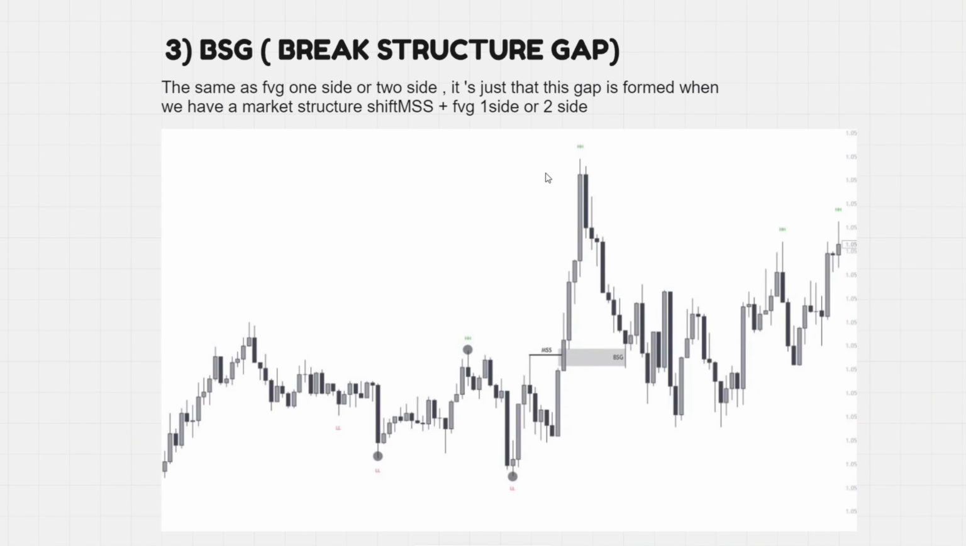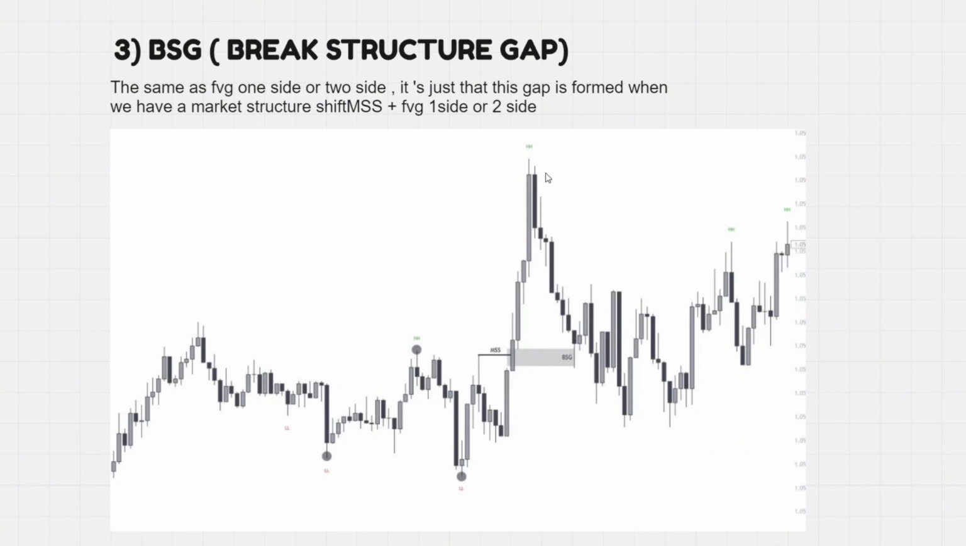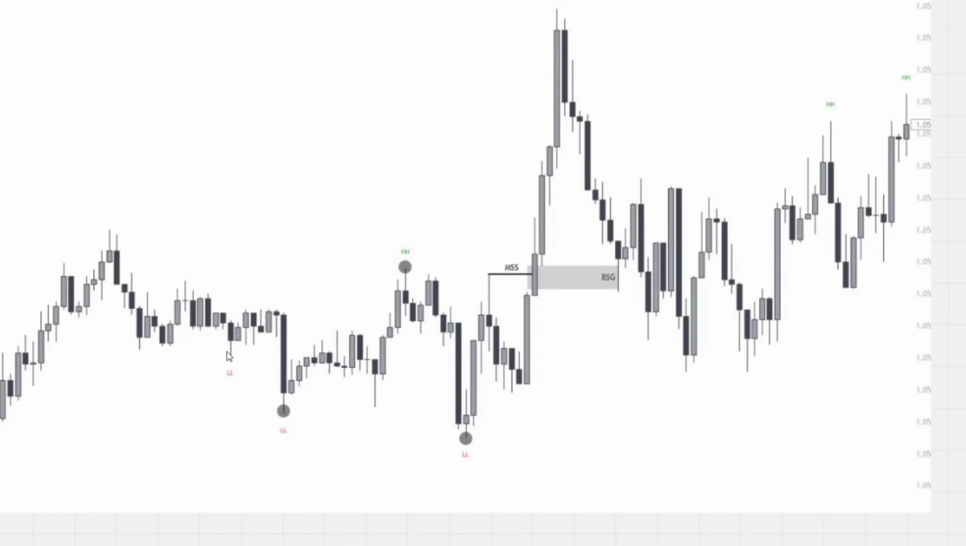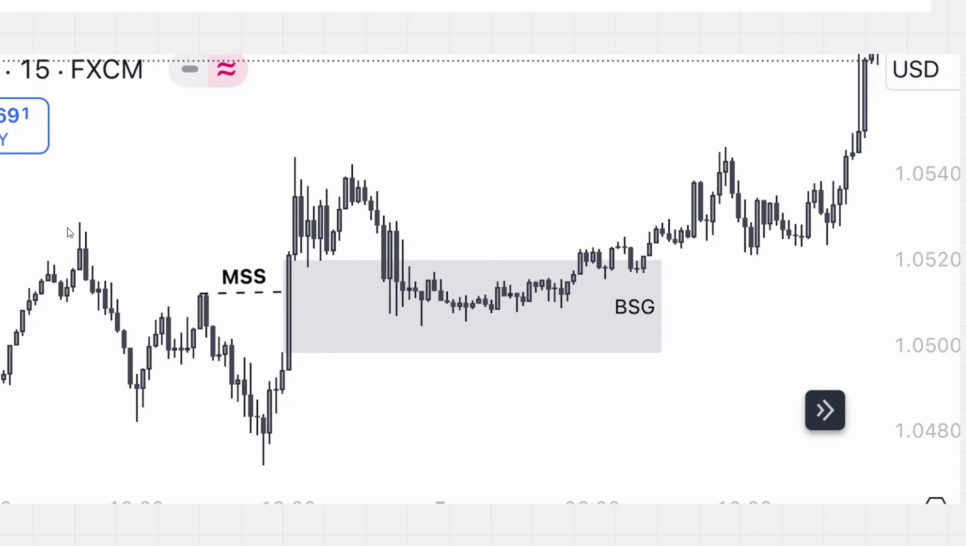And the third type is the break structure gap, or BSG. It is the same gap, one side or two sides. It's just that this gap is formed when we have a market structure shift. Logically, it looks like a market structure shift plus a Fair Value Gap, one side or two sides. And this is another example. As you can see, it was a market structure shift plus a Fair Value Gap. Price made a pullback, balanced the market, and continued to grow.